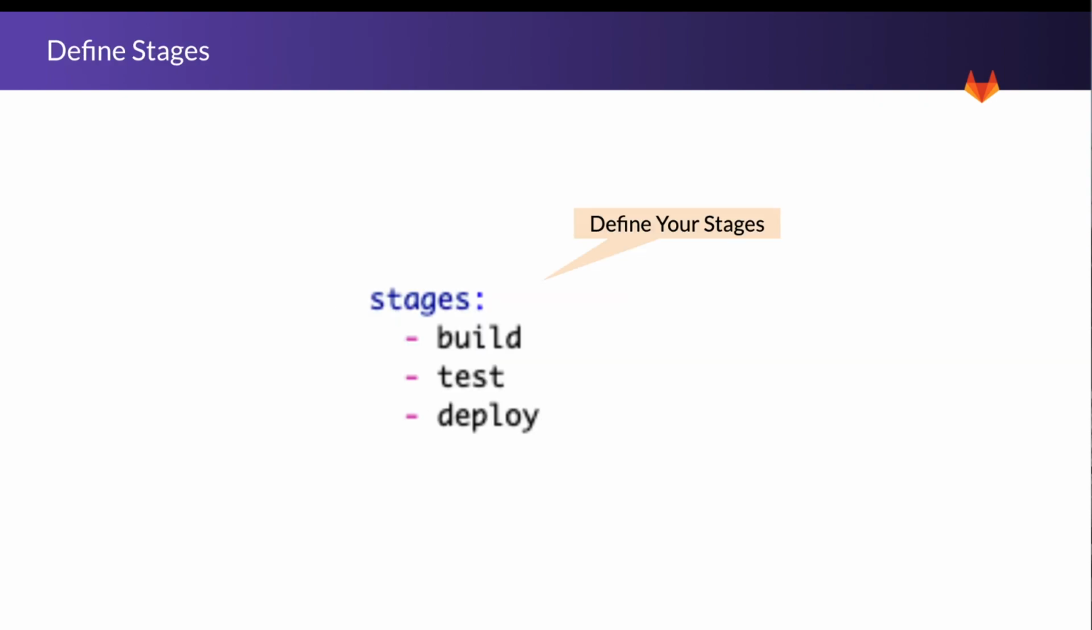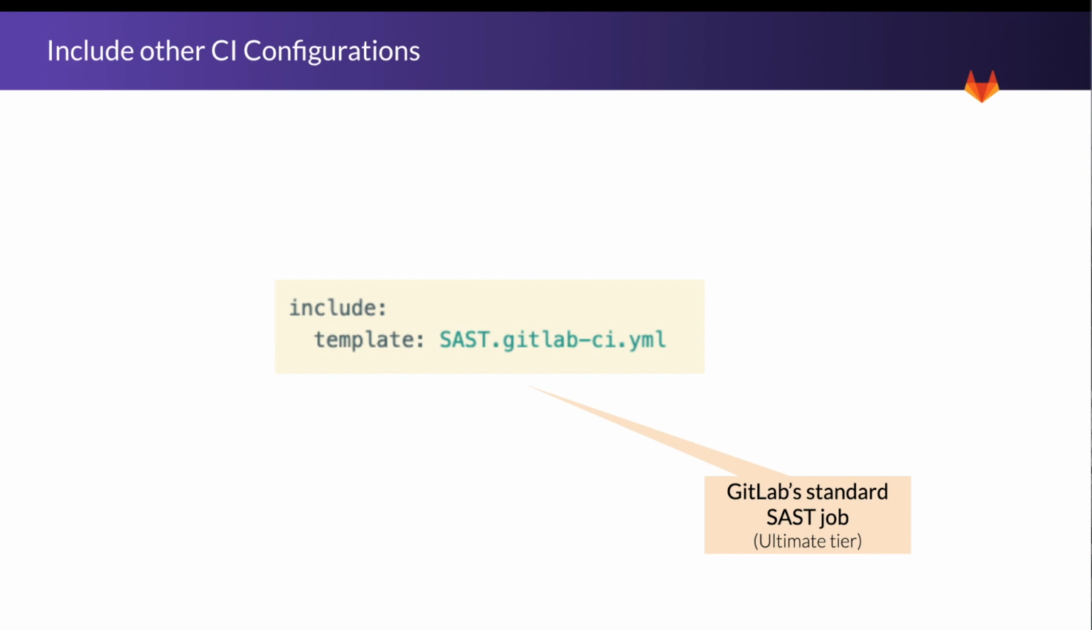A pipeline is multiple stages that run in sequence, and you define each stage as a list in the order you'd like them to run. Then within your job, you can define which stage the job should be executed in. We can also include various files within our GitLab CI file, and this is a very useful feature. We can include from other projects, remote locations, or CI files that have come bundled within GitLab.